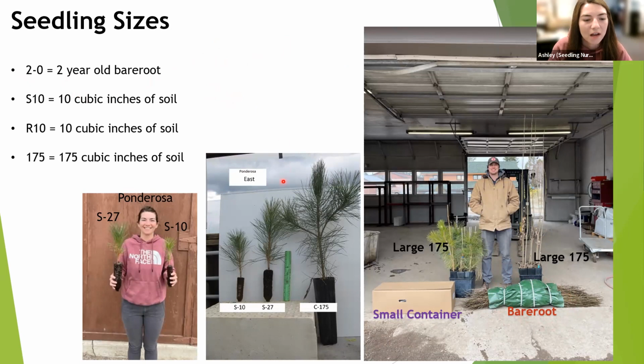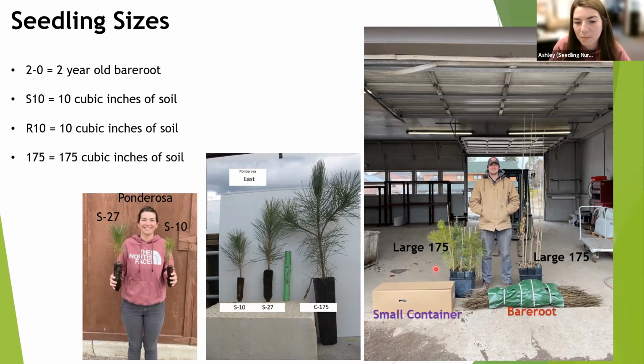Here I'm holding an S10 size seedling and an S27 seedling. So you can see that it's over double the size of the S10. And this is a comparison of the S10, the S27, and the C175, so 175 cubic inches of soil.